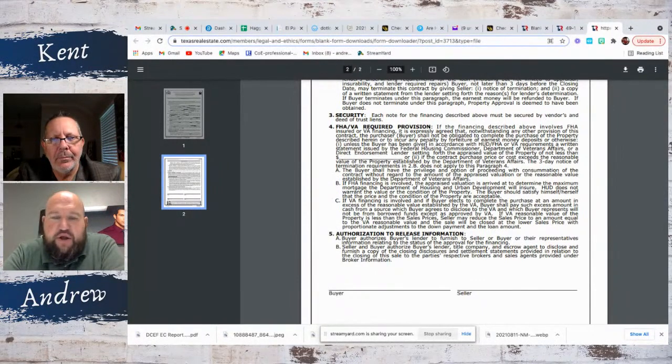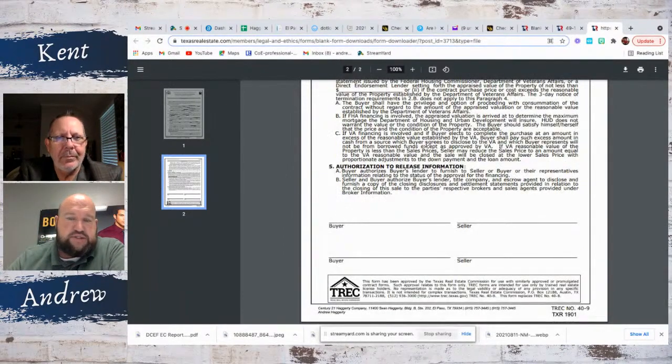Paragraph 5, authorization to release information. Buyer authorizes buyer's lender to furnish to seller or buyer or their representatives information relating to the status of the approval for financing, and seller and buyer authorize buyer's lender, title company, and escrow agent to disclose and furnish a copy of closing disclosure and settlement statements provided in relation to the closing of the sale to the parties' respective brokers and sales agents provided under broker information. Just giving authorization to release information so that they have it. Buyer signs, seller signs, we're good to go.